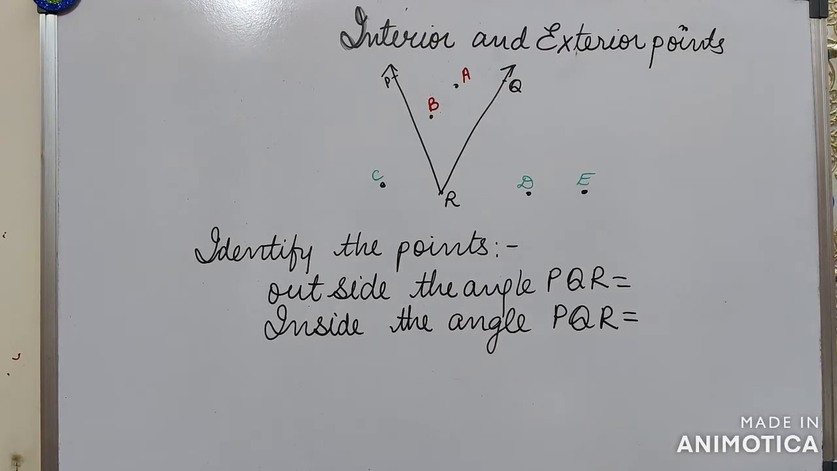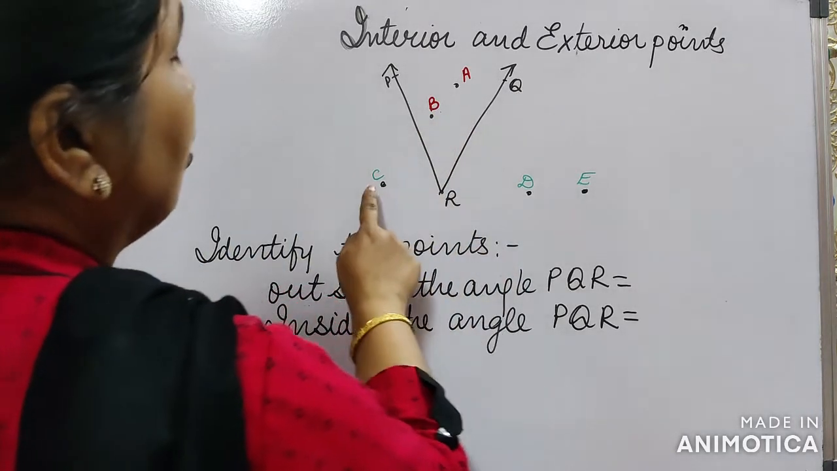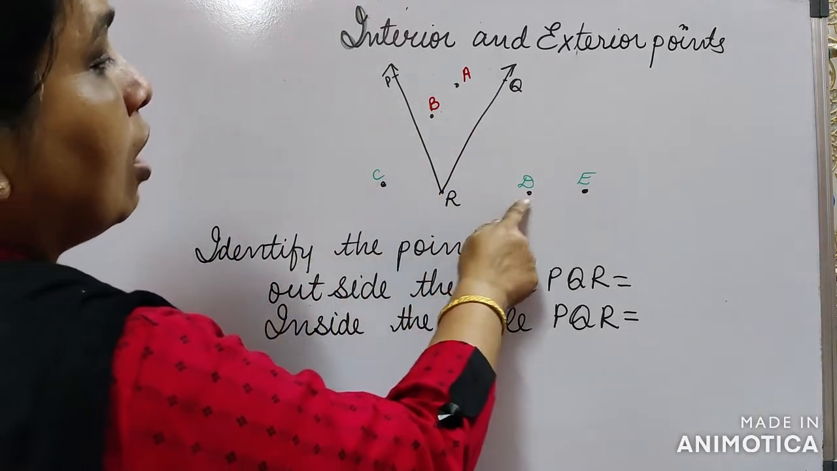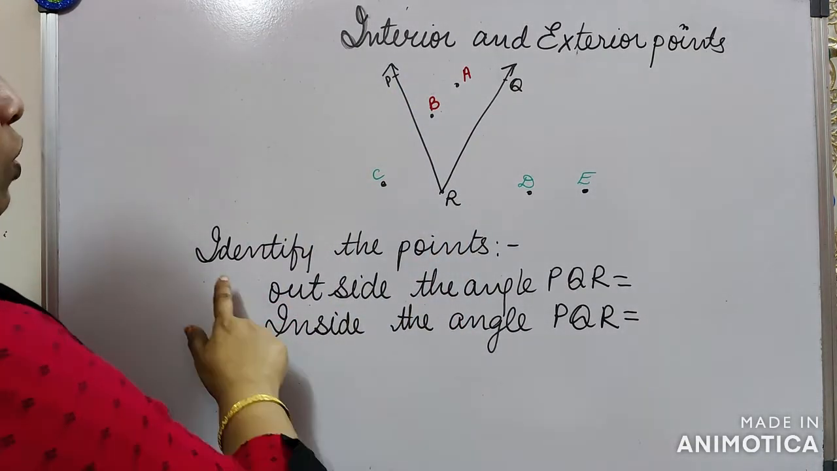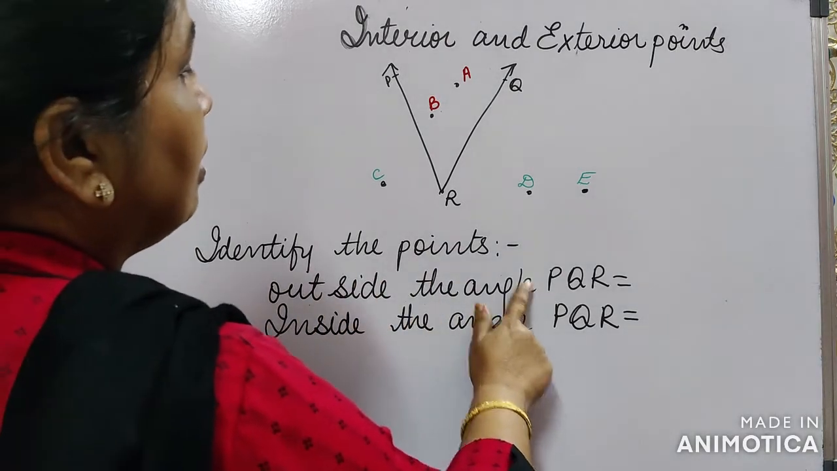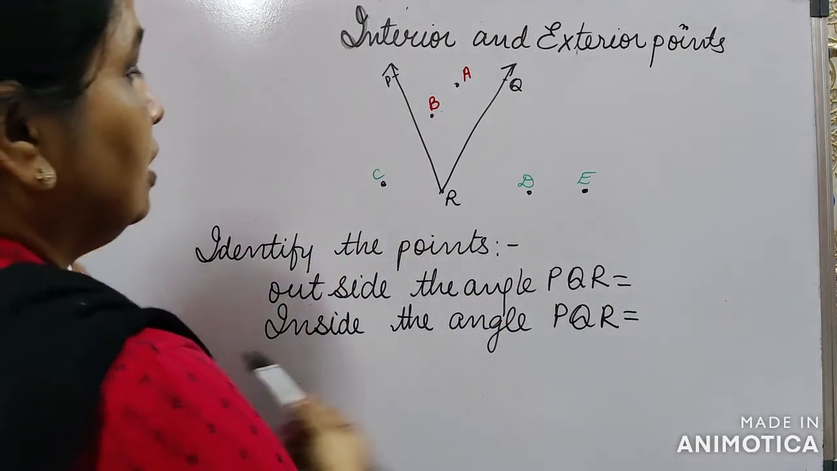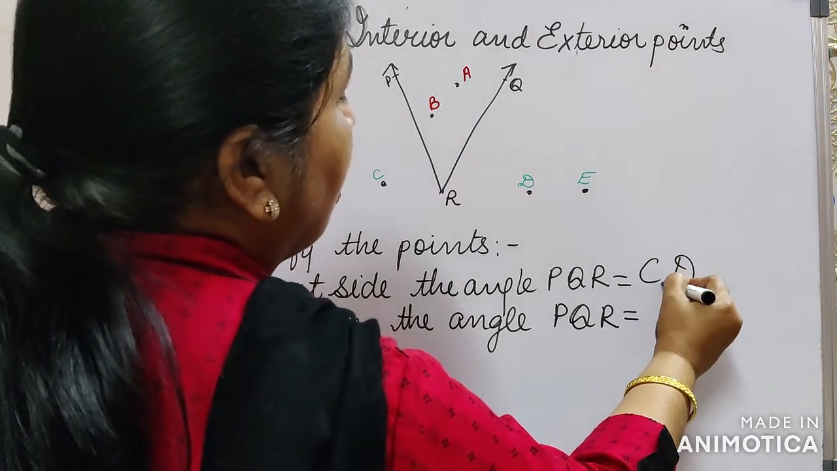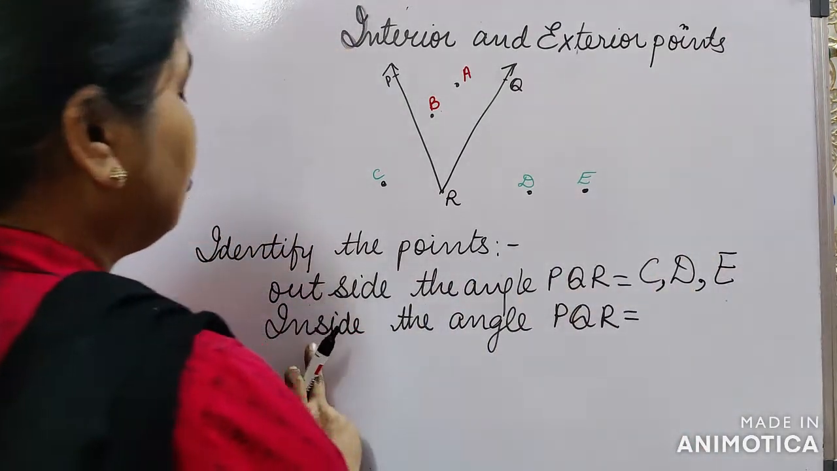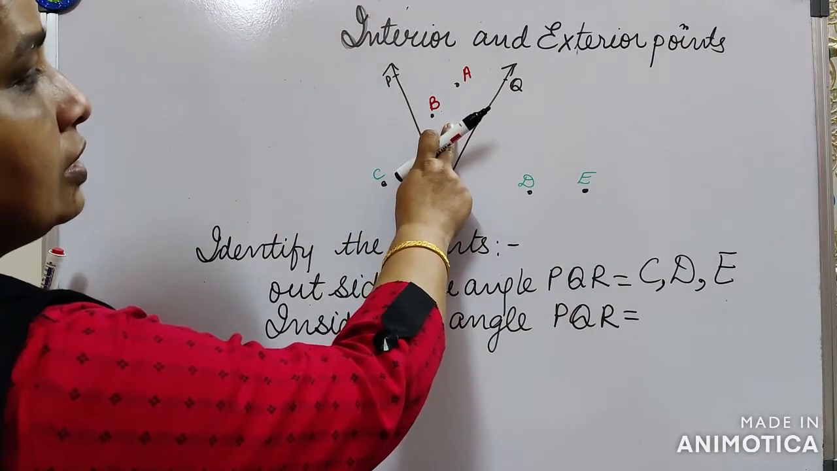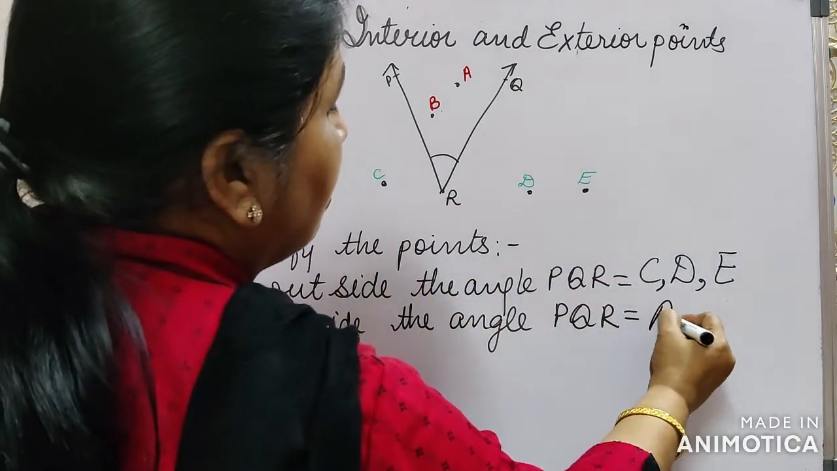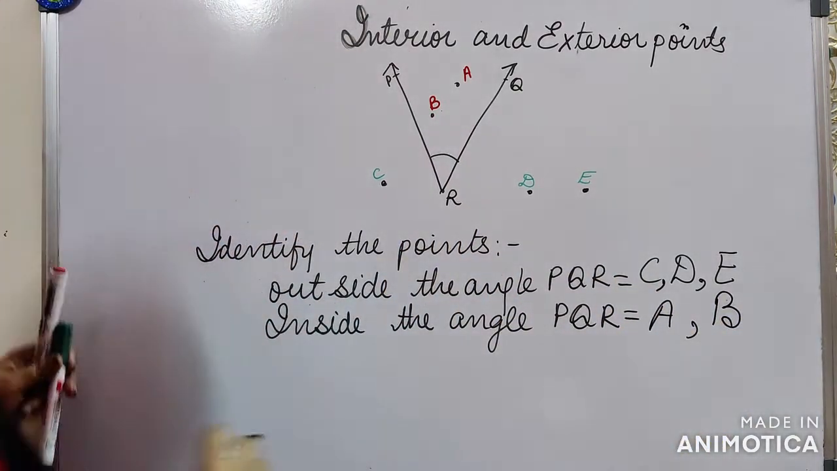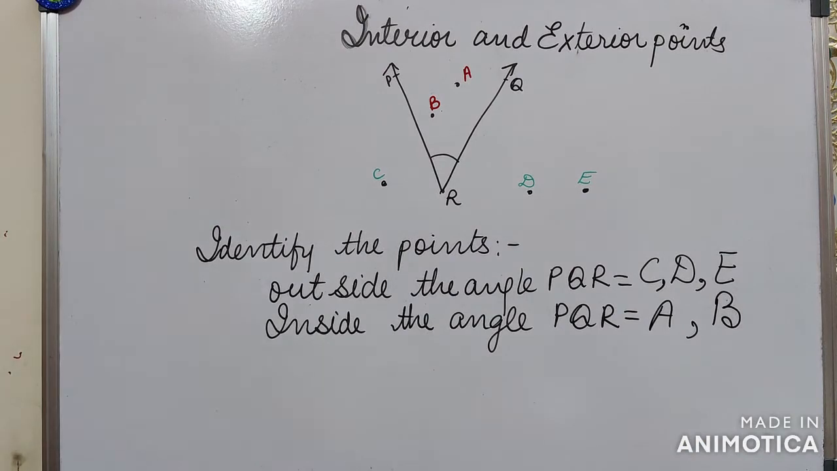Now children, let's see what interior and exterior points are. Exterior points means the points that you are seeing here outside the angle. Interior points are inside the angle, right? So identify the points outside the angle. Outside the angle, the points are C, D and E. And what are the points that are inside? Because the angle is formed here, inside the angle are points A and B. So these are the interior and exterior points.